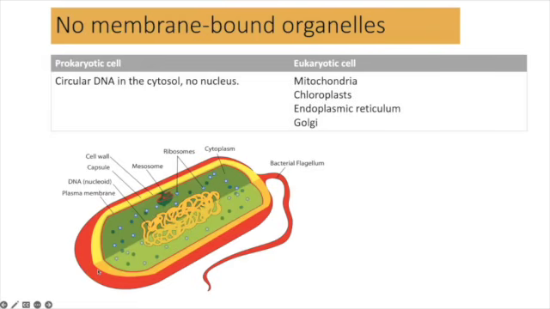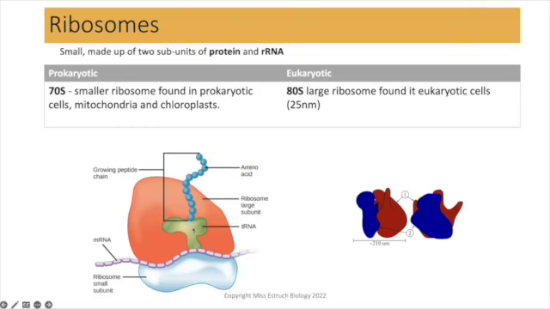So let's have a look at some of those key differences. So we said there's no membrane-bound organelles. So that means they don't have their circular DNA in a nucleus. They don't have mitochondria, chloroplast, a Golgi apparatus, and endoplasmic reticulum. They're much more basic organisms. The ribosomes, we said they do still have ribosomes, but they're much smaller. So they are the 70S ribosomes compared to the 80S ribosomes found in eukaryotic cells.